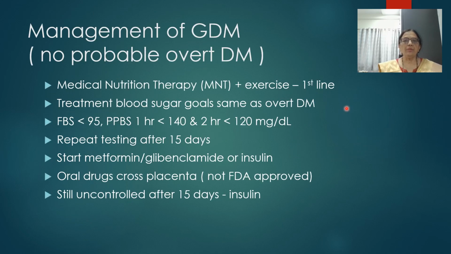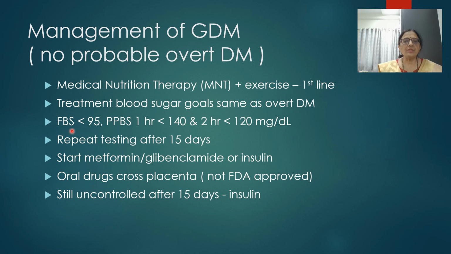Now we start with the management. Management of gestational diabetes mellitus, where there is no probable overt diabetes. We have already seen in the first slide itself how we differentiate between a pregnancy-induced GDM and a probable overt DM. So if only pregnancy-induced GDM is there, then medical nutrition therapy and exercise forms the first line treatment in these patients. Blood sugar goals, whenever we treat the woman, are same as those for overt DM.